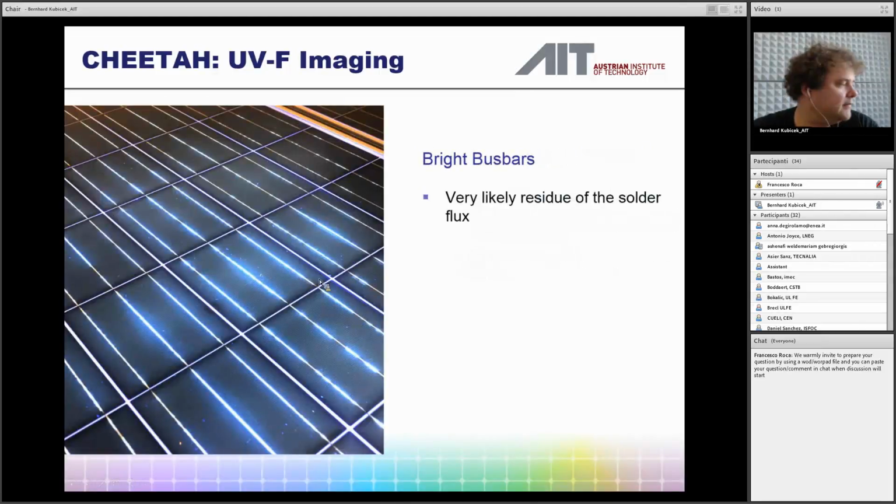The bright busbars is in the next slide. We have quite often actually. I personally think it's really residuals of solder flux. So typically you have the solder flux to change the surface tension of the solder and to reduce the oxygen, the rust, more or less, sorry for the expression, the rust of the solder. And I think that maybe some solder flux might start increased fluorescence production or decrease it.